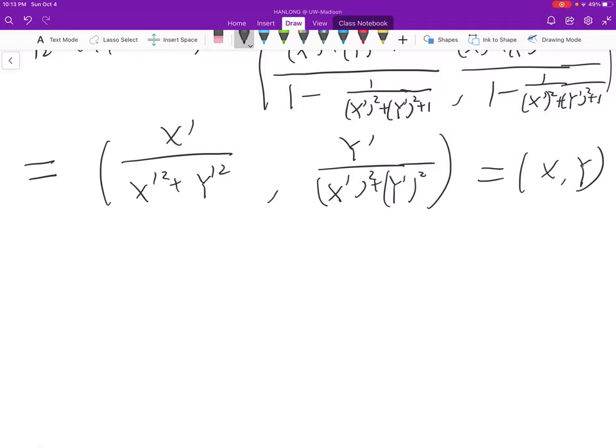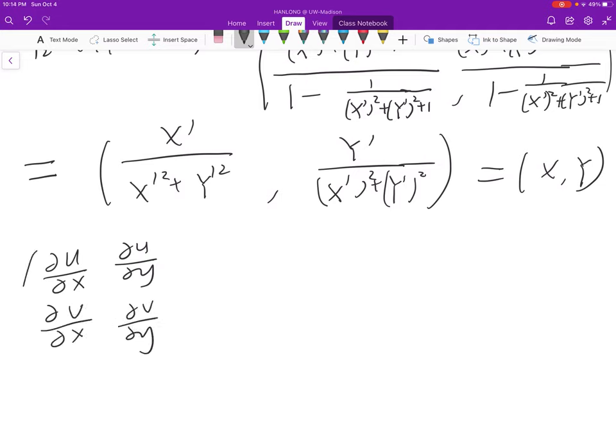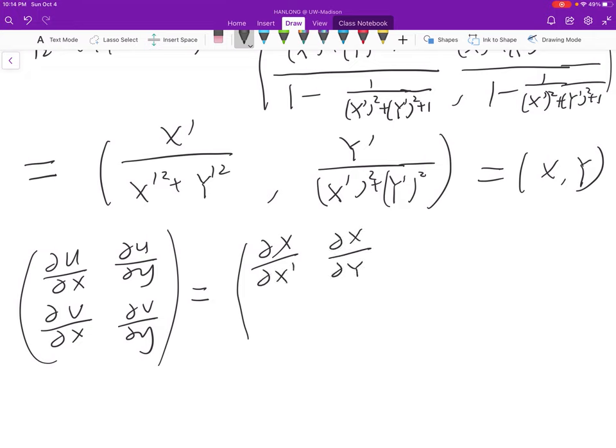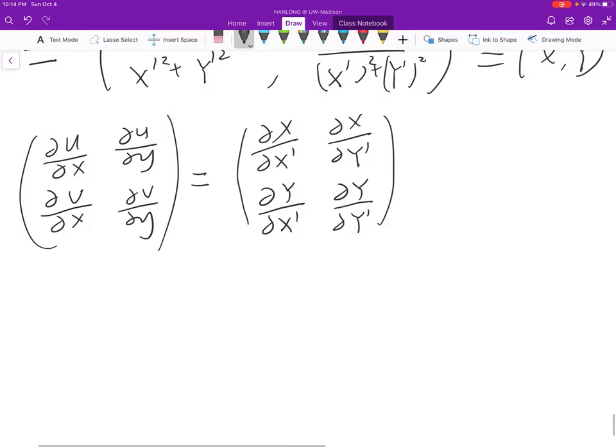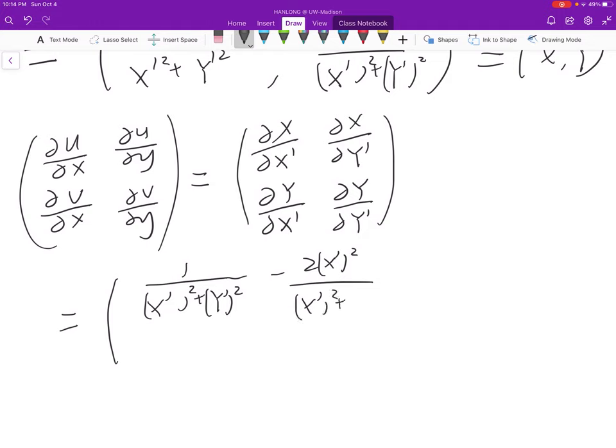Therefore, consider the Jacobian matrix, the partial derivatives of u and v with respect to x and y. In this setting, we are taking the partial derivatives of x' and y' with respect to x and y. So this is given by 1 over x'^2 + y'^2 minus 2x'^2 over (x'^2 + y'^2)^2, and then negative 2y' over x'^2 + y'^2.